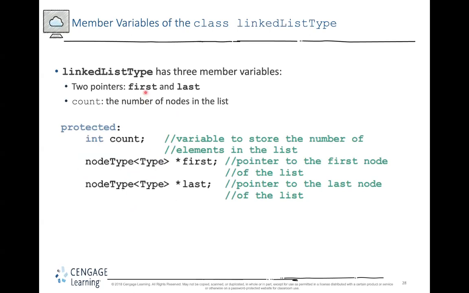And then the linked list type, the actual linked list, will have three member variables. It has a pointer that points to the first one, a pointer that points to the last one, and also we're going to remember the number of nodes in the list, so that when we query how many nodes are there in the list, we don't have to traverse the list and count it. So it's going to be always up to date. We keep these variables protected so that the child classes, the subclasses of this, such as the ordered and unordered linked list, can access these.